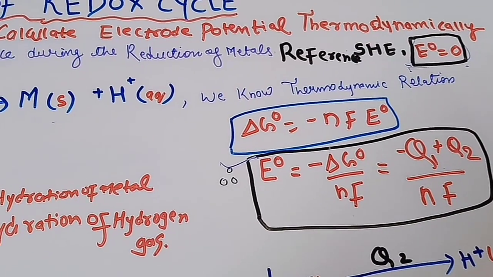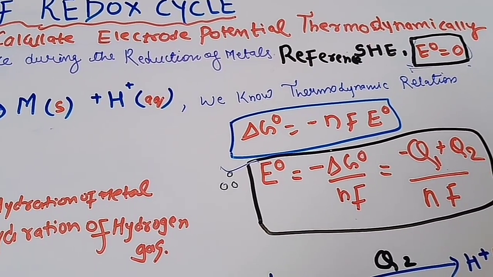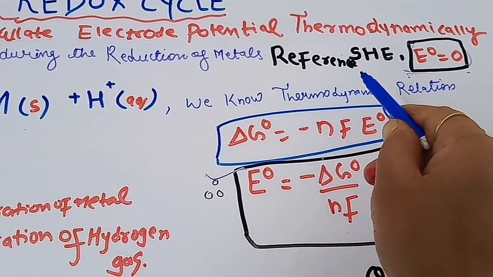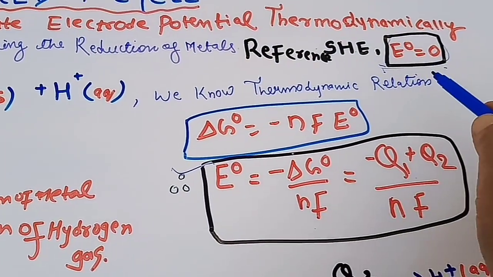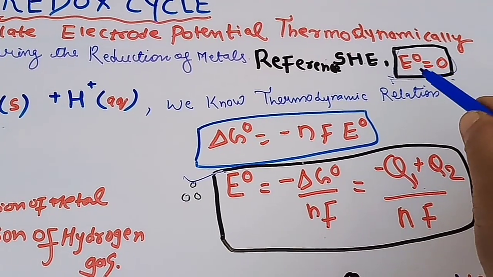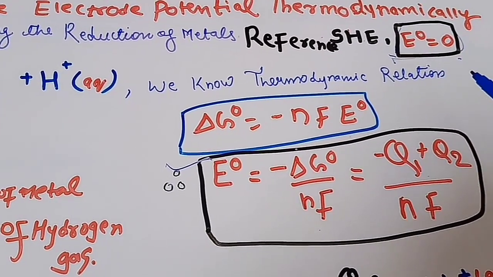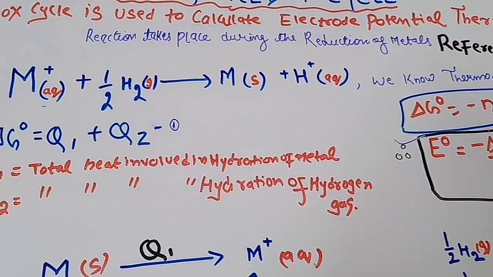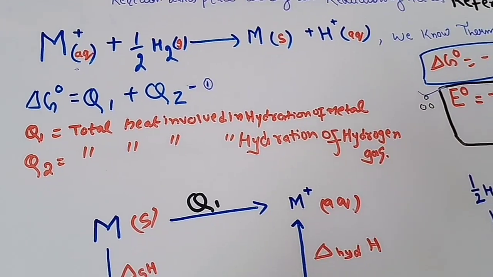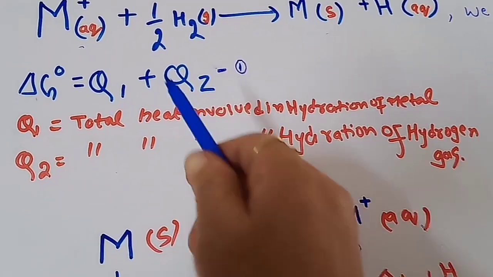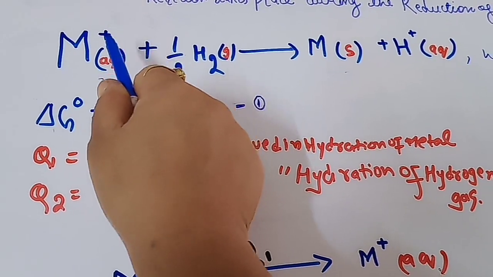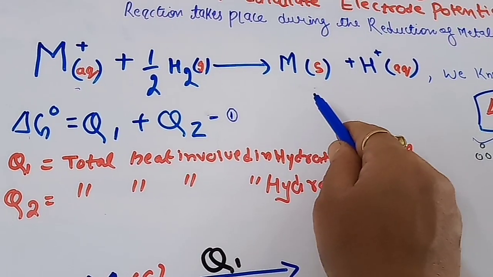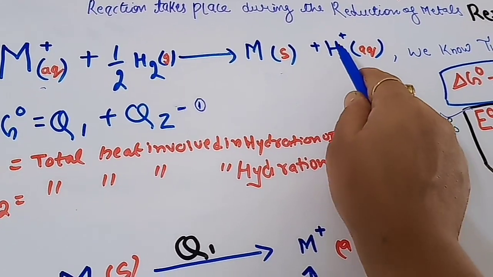To find out the reduction potential of any metal, we couple the electrode with the reference hydrogen electrode, and we already know that the electrode potential of hydrogen is arbitrarily fixed as 0. Now let us see the reactions involved in this process. The metal ion will react with hydrogen gas to form the solid metal, and it will give us the H plus ion.